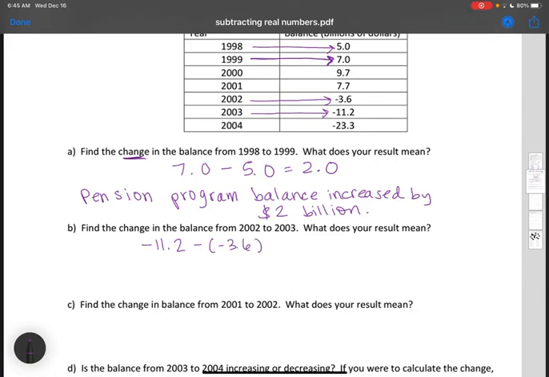Okay, so now minus a negative, that's really a giant plus. So we're looking at negative 11.2 plus 3.6. So that's a big number plus a little bit, but not enough to make it positive. So we know it's going to be negative. Off to the side, I'm going to do 11.2 minus that 3.6, and I'm getting 7.6. So remember, it's a negative 7.6. And what does the result mean? That the balance decreased by $7.6 billion.